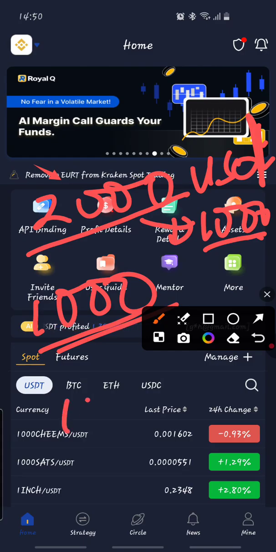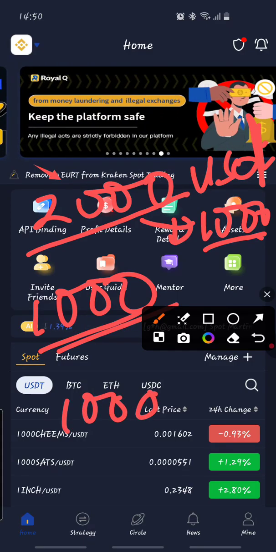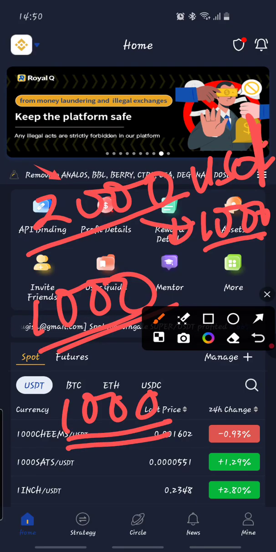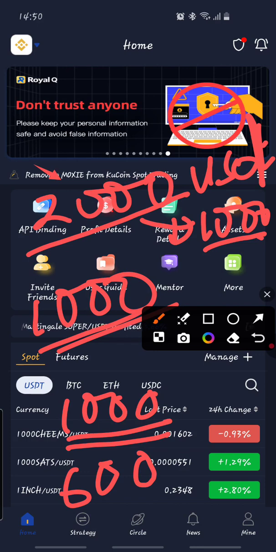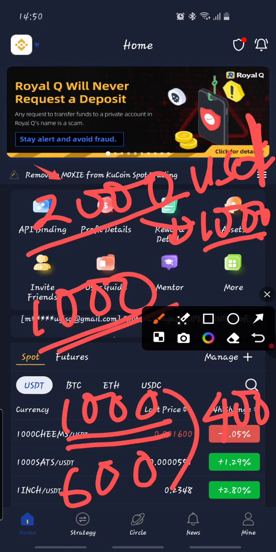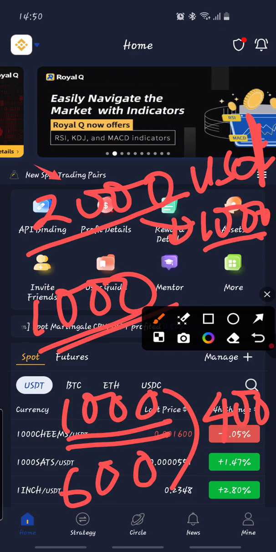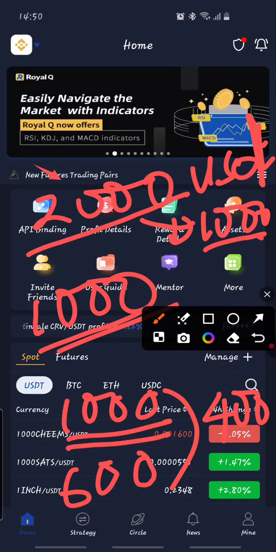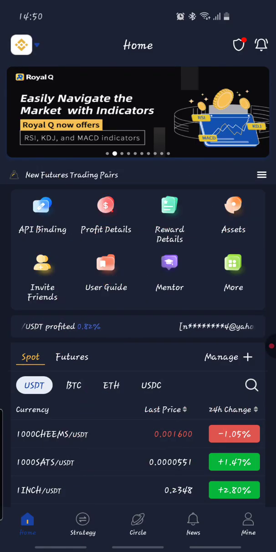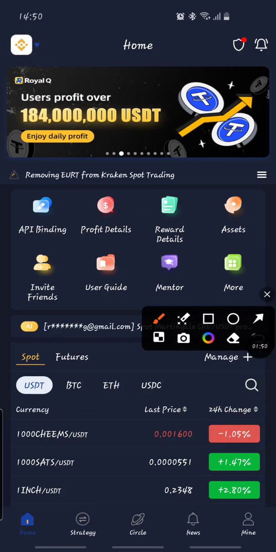If you're using, let me say, $1,000 as capital, you can be using like $600 in the market and leave the remaining $400 as backup to set more margin calls when the market goes against you.